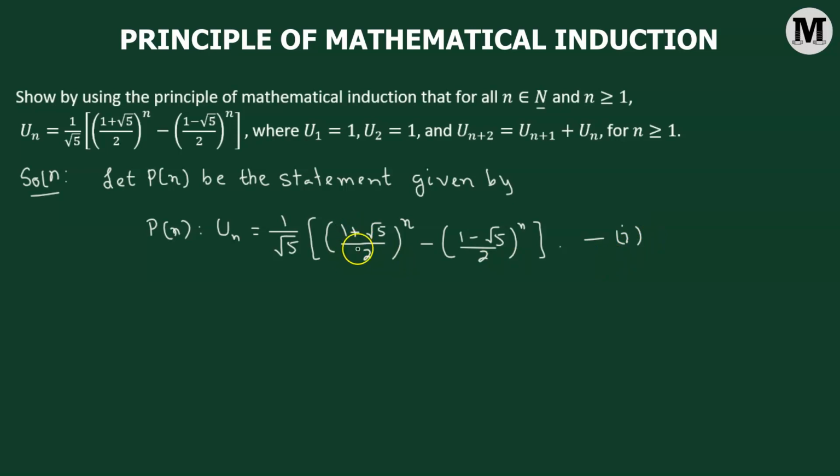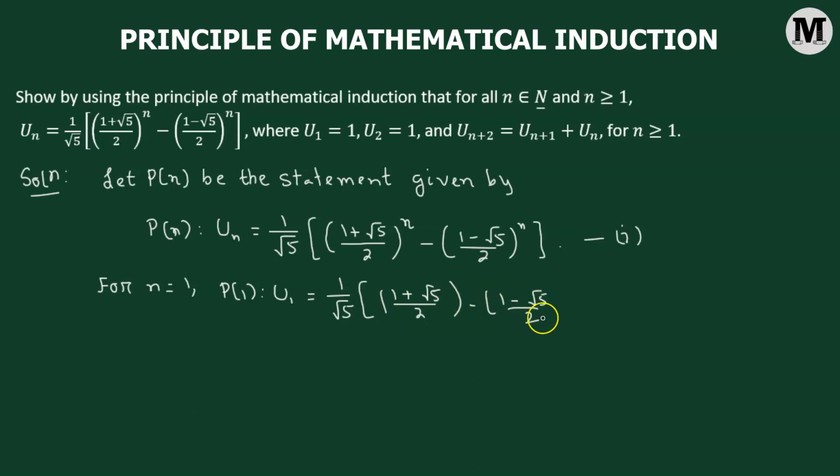We have to verify that this is a true statement for all n belonging to the set of natural numbers, n greater than or equal to 1. Now, let's try to verify for n equals 1. For n equals 1, we get the statement P of 1 such that u1 equals 1 over square root of 5 multiplied by 1 plus square root of 5 over 2 minus 1 minus square root of 5 over 2.